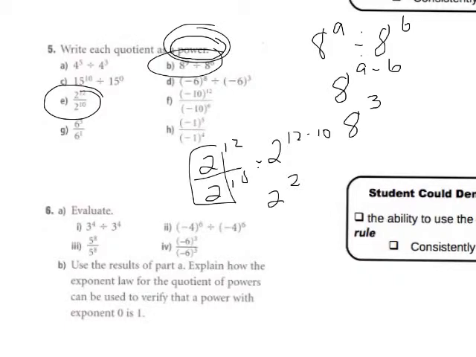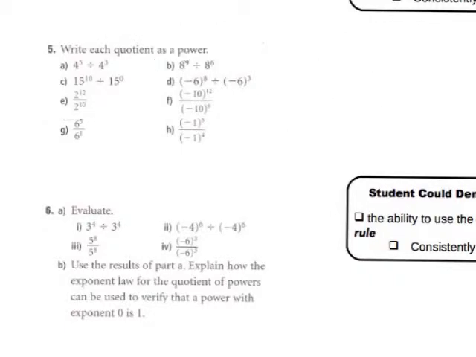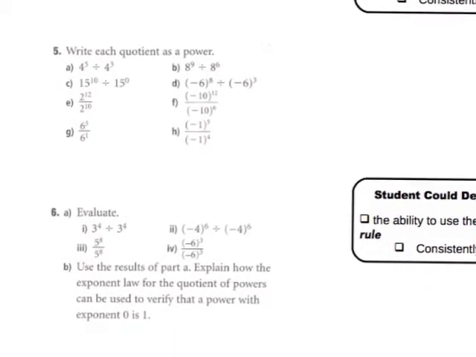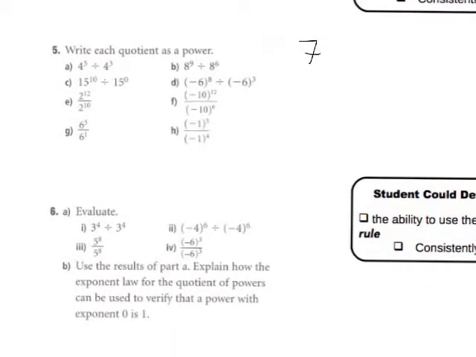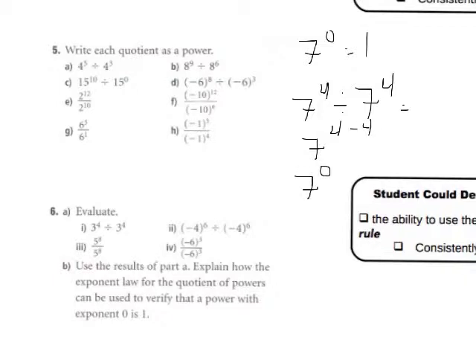Now earlier on we talked about why the 0 rule works. So for example, 7 to the power of 0 gave me 1. This is why it works. 7 to the power of 4 divided by 7 to the power of 4 gives me 7 to the power of 4 minus 4, which is 7 to the power of 0, which is 1.